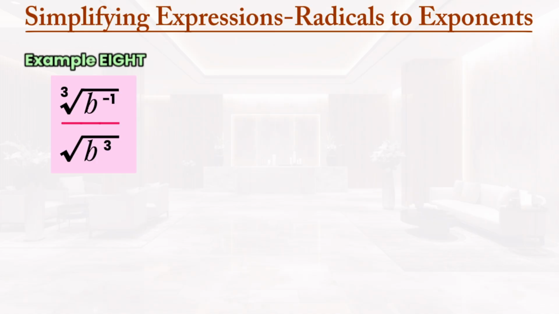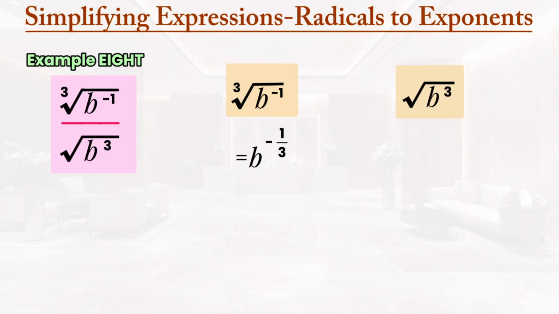Here we have the cube root of b to the power of negative 1 divided by the square root of b to the power of 3. Again, since both radicals have a different index, we'll convert them to their fractional exponents. Starting with the cube root of b to the power of minus 1, after multiplying the exponents, we get b to the power of minus 1 over 3. For the square root of b to the power of 3, that gives us b to the power of 3 over 2.